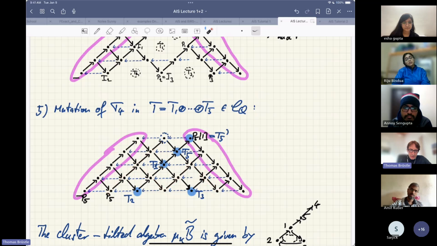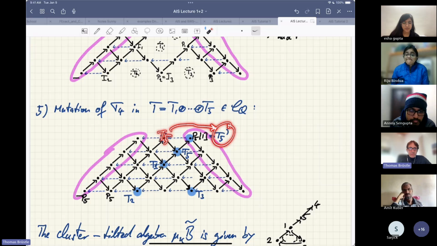But I create some new place, I can move it over here. And that is a valid object. You verify this has no self-extensions with the rest. So this is the T5 prime. My mutation is now T5 is replaced by T5 prime. I do find another complement of this.